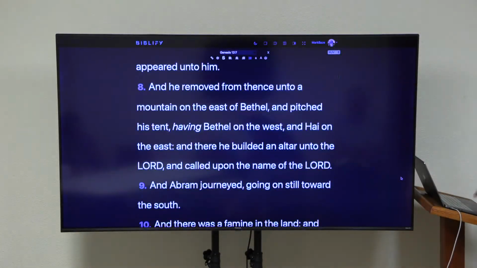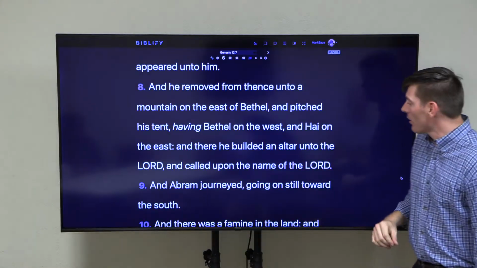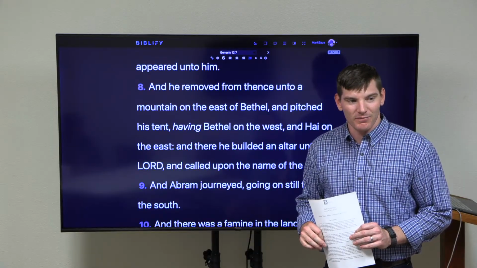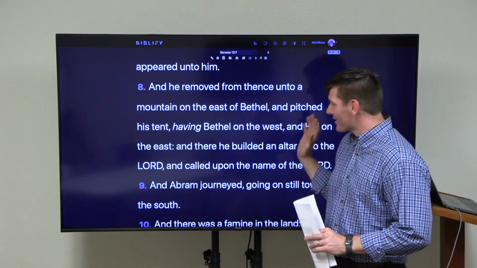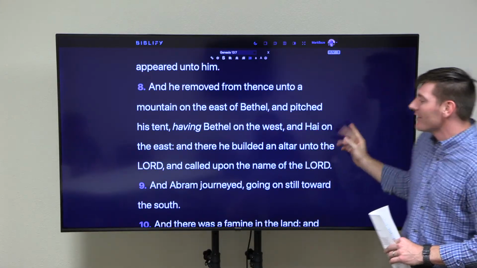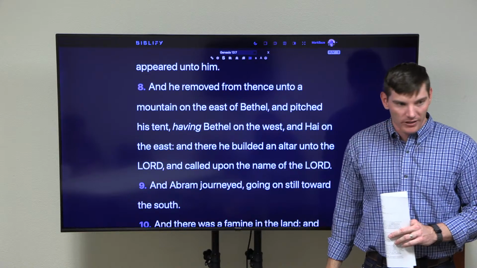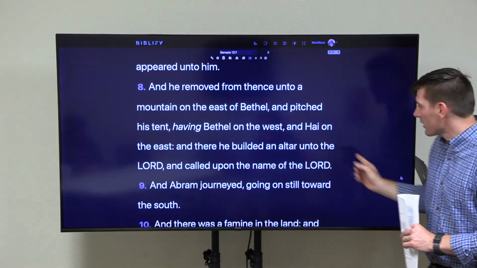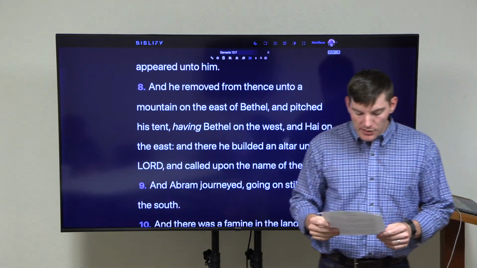Verse 8, and he removed from thence unto a mountain on the east of Bethel, and pitched his tent, having Bethel on the west. I think I recall a video that maybe Evan sent me a while back, a preacher reading that verse and flubbing up the words, and I was really careful not to make the same mistake. So he pitched his tent, having Bethel on, yeah, you remember it now, don't you, on the west, and Hai on the east. This is Ai, if you recall, the first licking that Israel got when they entered into the land of Canaan. Ai, okay, that's Ai there. And there he builded an altar unto the Lord, so he built another one, and called upon the name of the Lord.